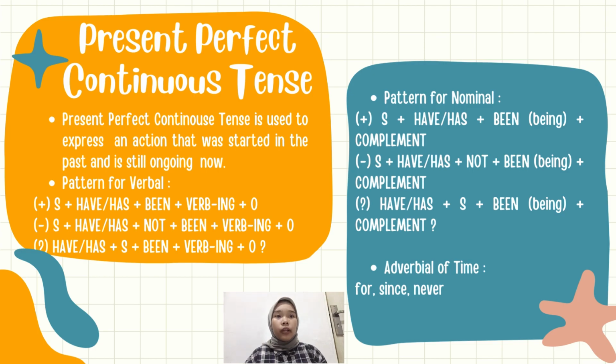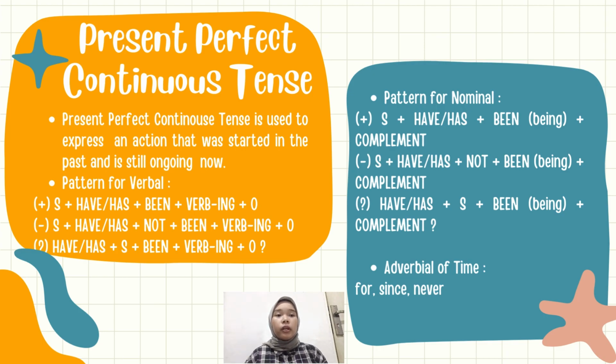And then the pattern for nominal. For positive sentence, the pattern is subject plus has or have plus been or being plus complement. For negative sentence, the pattern is subject plus has or have plus not plus been or being plus complement. For interrogative sentence, the pattern is has or have plus subject plus been or being plus complement.